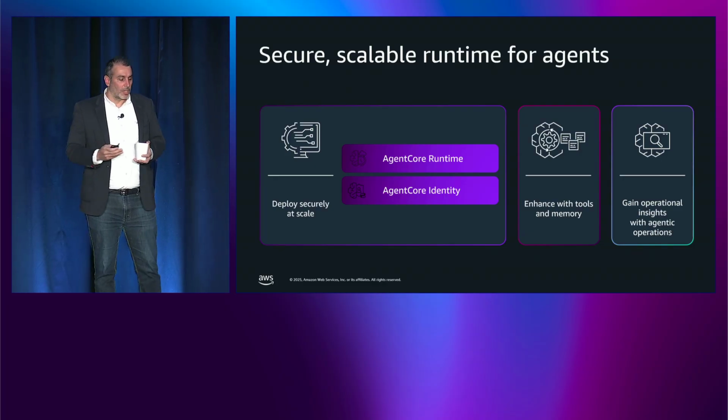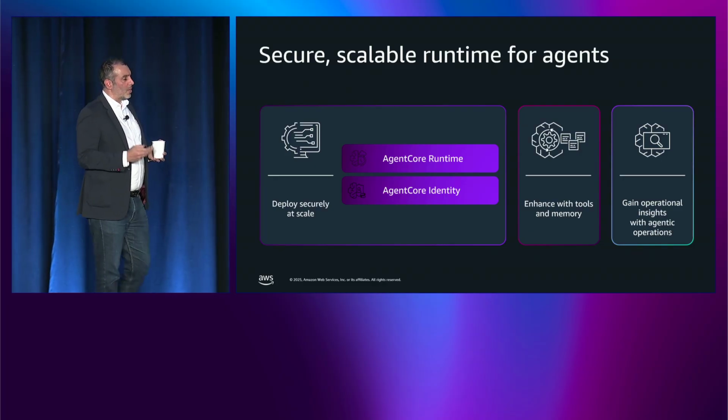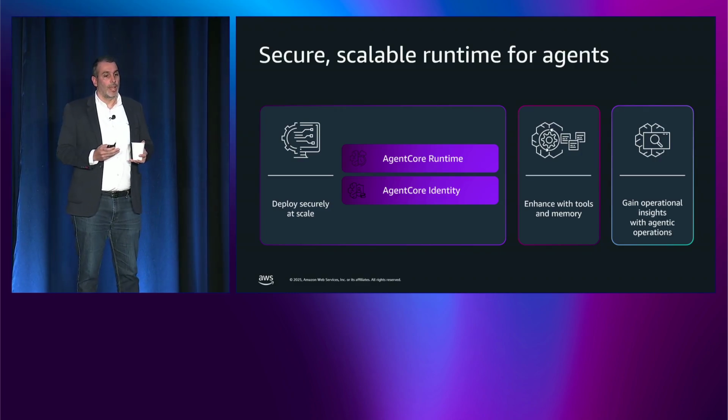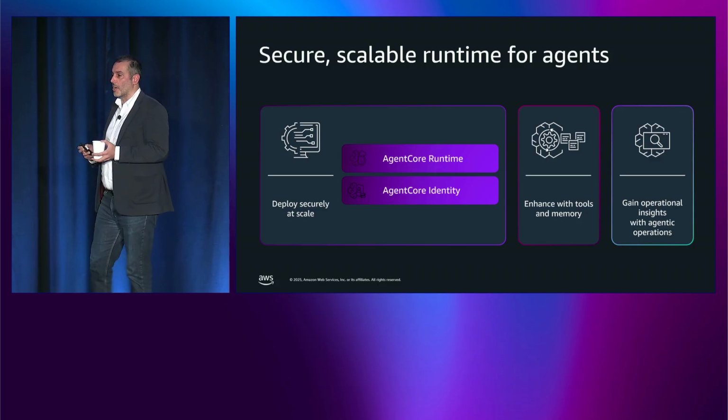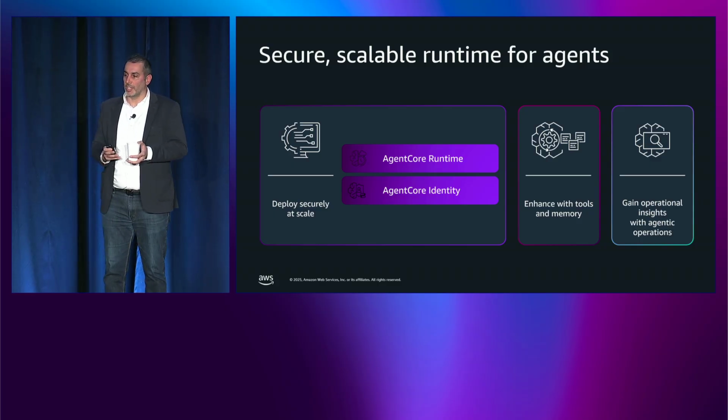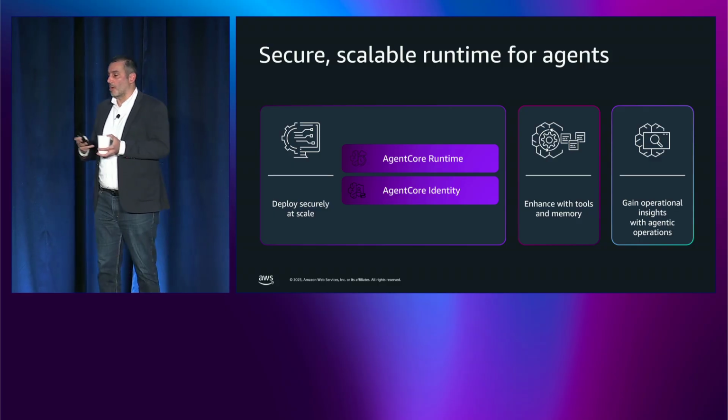So briefly, when it comes to deploying these securely, we have Agent Core Runtime, which would allow you to containerize your code, deploy it into a cloud environment within a customer VPC securely, and operate that.